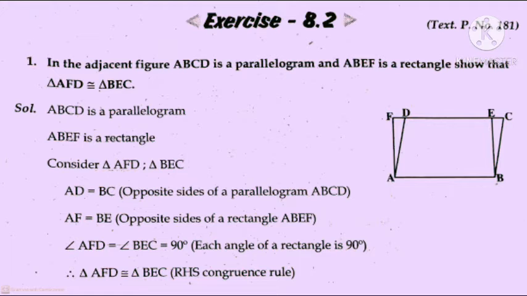Solution. ABCD is a parallelogram and ABEF is a rectangle. Consider triangle AFD and triangle BEC. AD equal to BC, since opposite sides of parallelogram ABCD. AF is equal to BE, since opposite sides of rectangle ABEF. Angle AFD is equal to angle BEC, that is equal to 90 degrees, since each angle of a rectangle is 90 degrees. Therefore, triangle AFD is congruent to triangle BEC according to the RHS congruency rule. Hence proved.